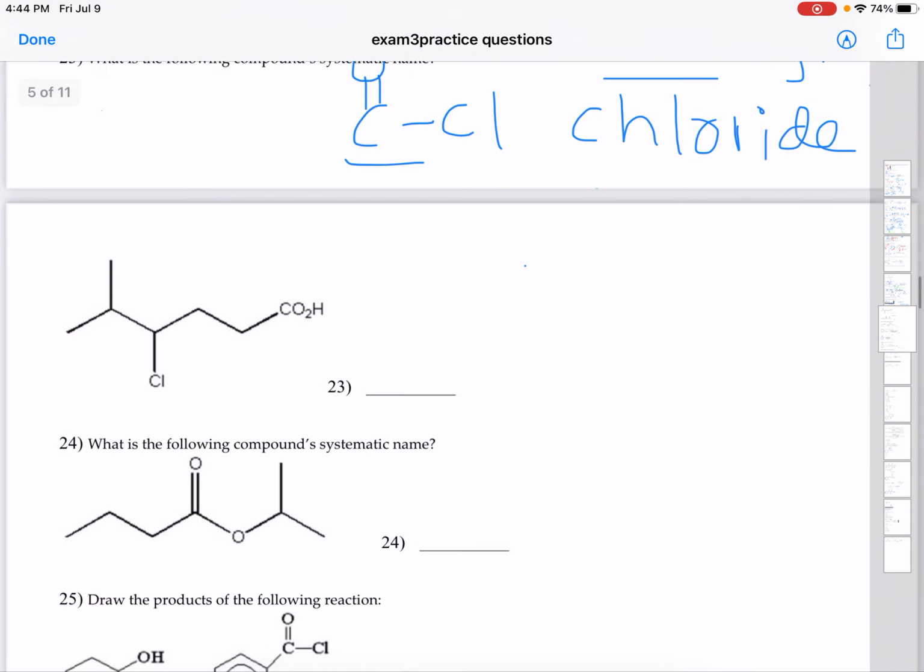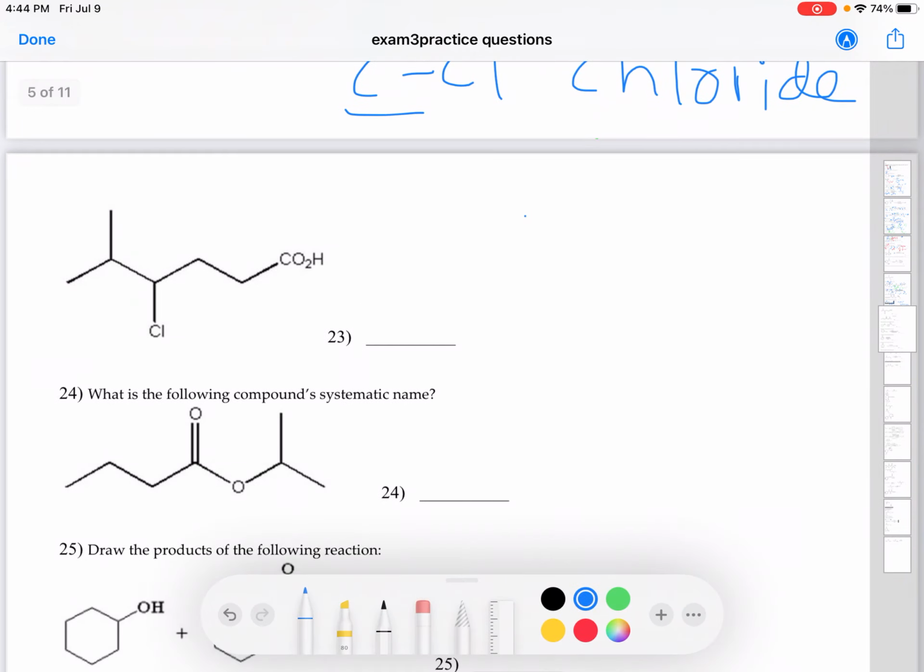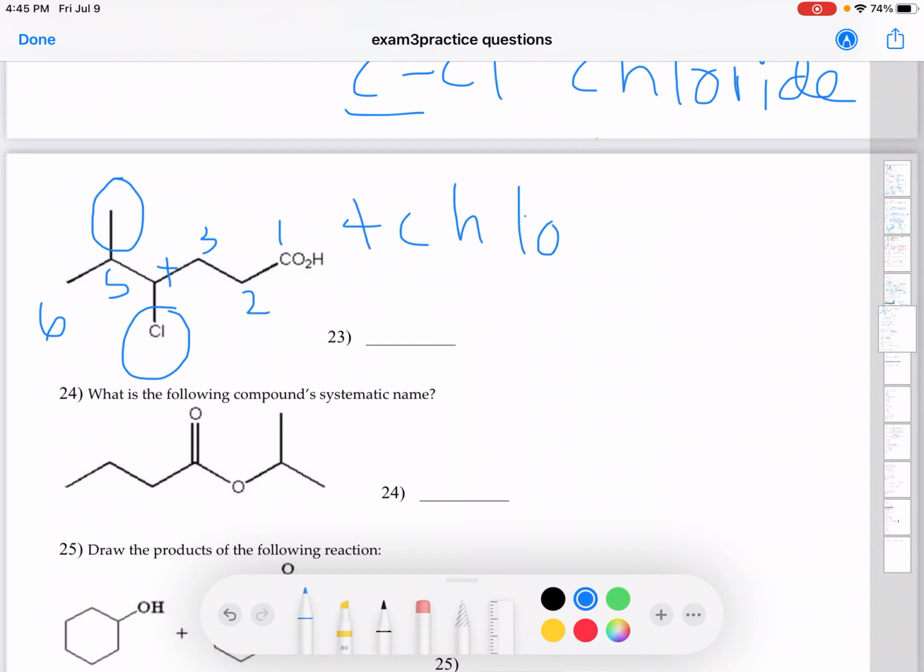So we have a carboxylic acid here. And we give the priority to this guy. 1, 2, 3, 4, 5, 6. On the fourth position you have a chloro group. On the 5th position you have a methyl group. So alphabetically chloro would come first. So there would be 4-chloro, 5-methyl, 6 carbons, right? So then it should be, and it is a carboxylic acid, 6 carbons, hexanoic acid.